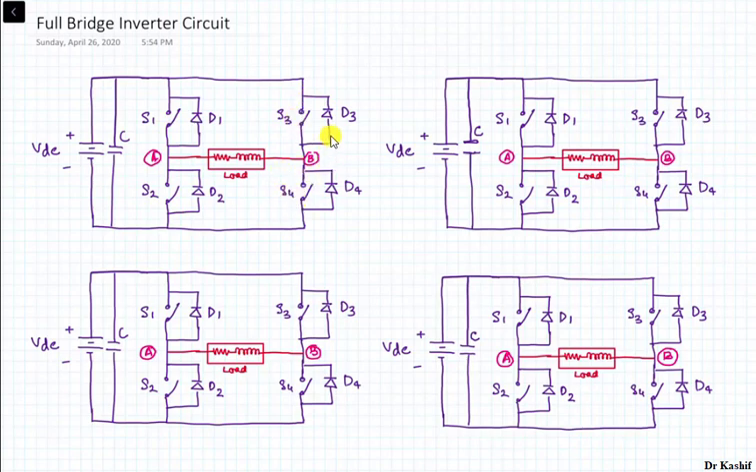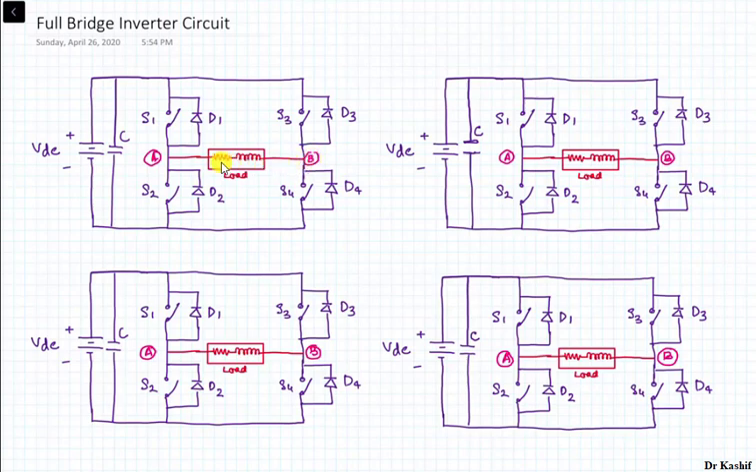These switches are arranged in this form: 2 switches are there in one arm and 2 switches are there in the second arm. So there are 2 arms of the switches, and the load is connected between the center points of these 2 arms that you can see. This is point A, this is point B. Point A is the center point of the first arm of the switches, and point B is the center point of the second arm of the switches.